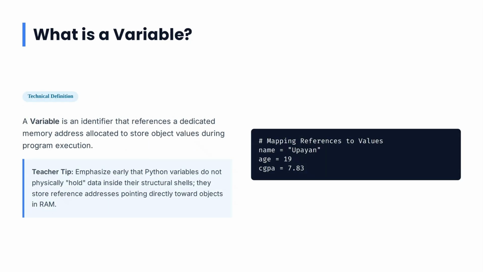What is a variable? A variable is an identifier that references a dedicated memory address allocated to store object values during program execution. A variable is a container with a dedicated memory address allocated, where we store a value, a string, or anything during a program, which has a proper scope and existence.